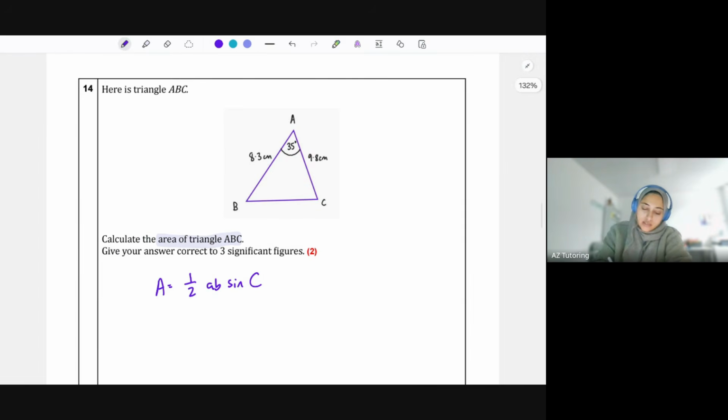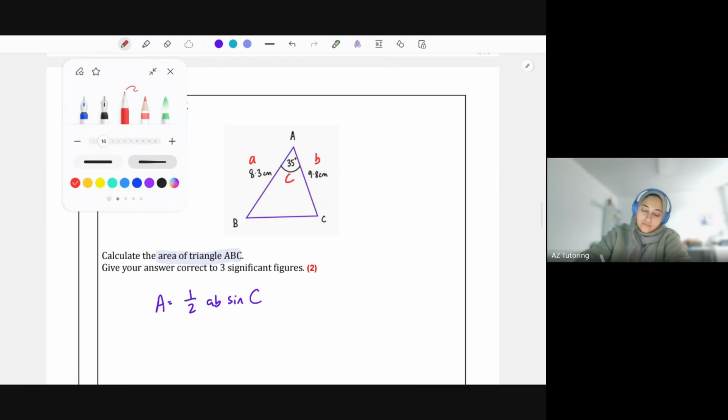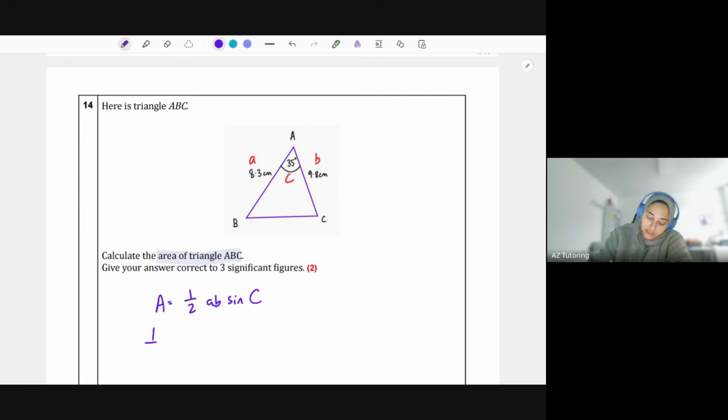So let's label this triangle. Remember, whatever's with your sine, the capital letter is the angle. We've only got one angle, so that's going to be our angle C. And the other ones are going to be A and B, and it doesn't matter which one you call A, and it doesn't matter which one you call B. I'm just going to say AB. Let's plug everything into the formula. A half times A, which is 8.3, times B, which is 9.8, times sine C, which is 35.